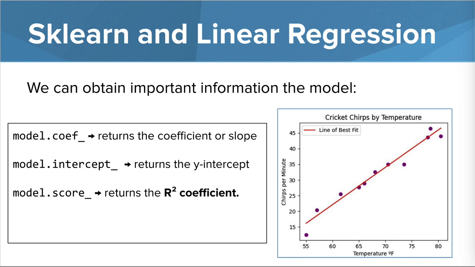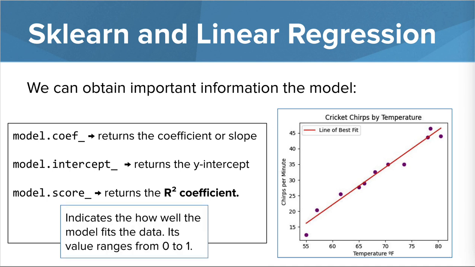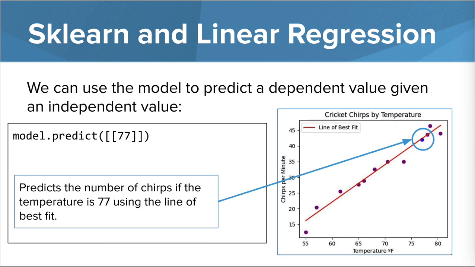The r-squared coefficient is related to the r coefficient we discussed earlier in the module. The r coefficient determines the correlation between variables, while the r-squared coefficient indicates how well the model fits the data. Just like the r coefficient, its values range from 0 to 1, where 1 is a model that perfectly fits the data, and 0 represents a model that doesn't fit the data at all. This model has a high, strong r-squared coefficient, which means that it fits the data extremely well.